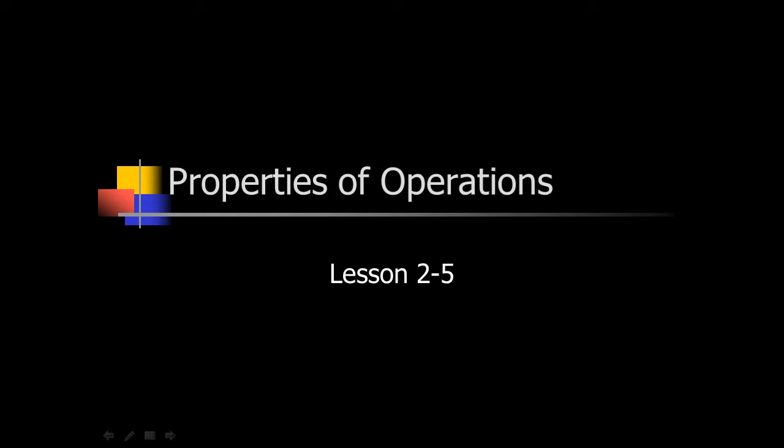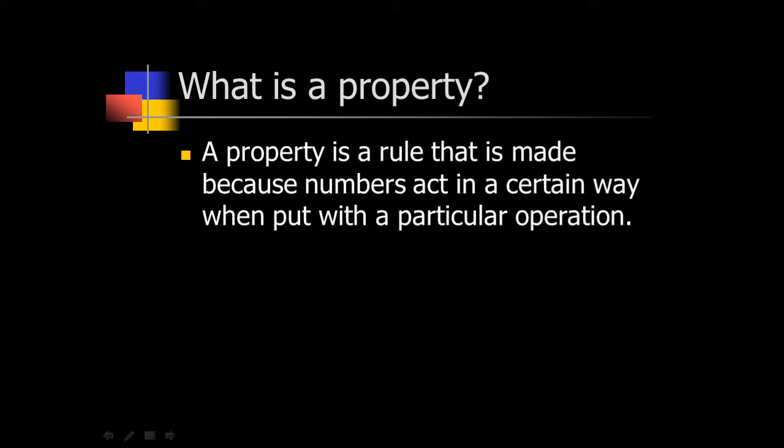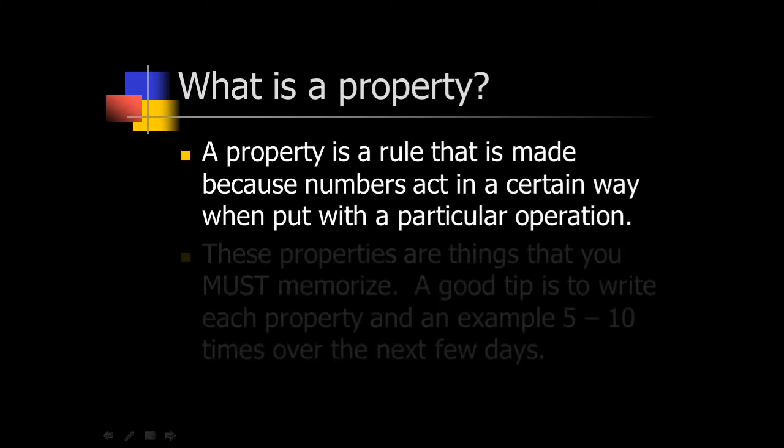There are a lot of these things you have seen before. We will review them. There are a couple of properties you haven't seen before, so we will discuss them at length. First of all, what is a property? It's a rule that's made because the numbers with a particular operation act a certain way. Their behavior happens because of certain things that go on.